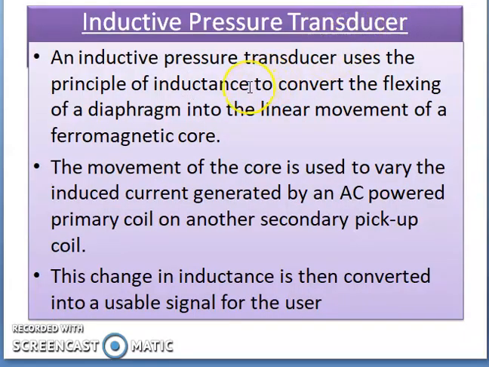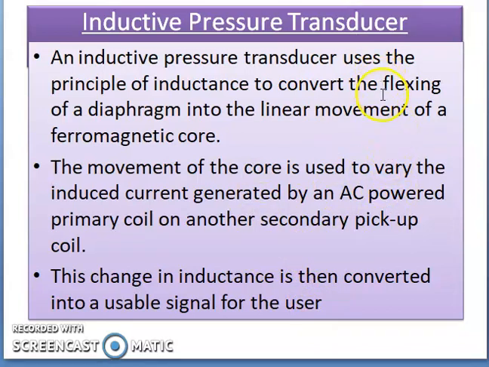And the third one is inductive pressure transducer. The inductive pressure transducer uses the basic principle of inductance to convert the flexing of a diaphragm into linear movement of a paramagnetic core. That is, the movement of the core is used to vary the induced current generated by the AC powered primary coil, which is picked up by another secondary coil. And this change in inductance is then converted into a usable signal for the user.